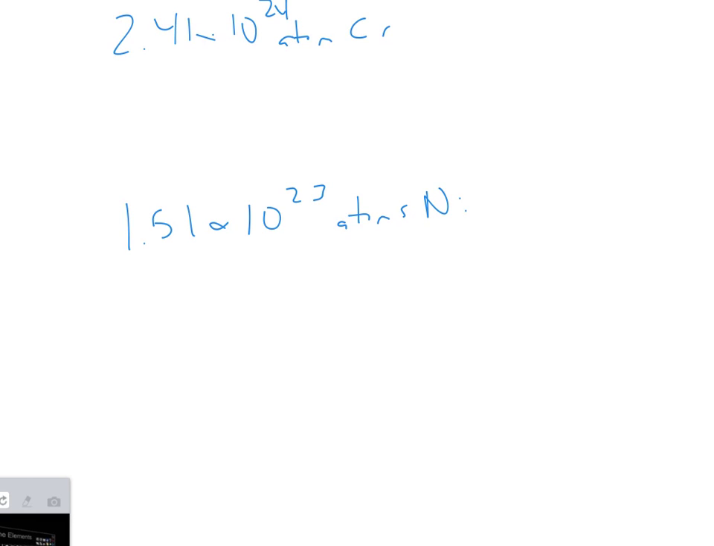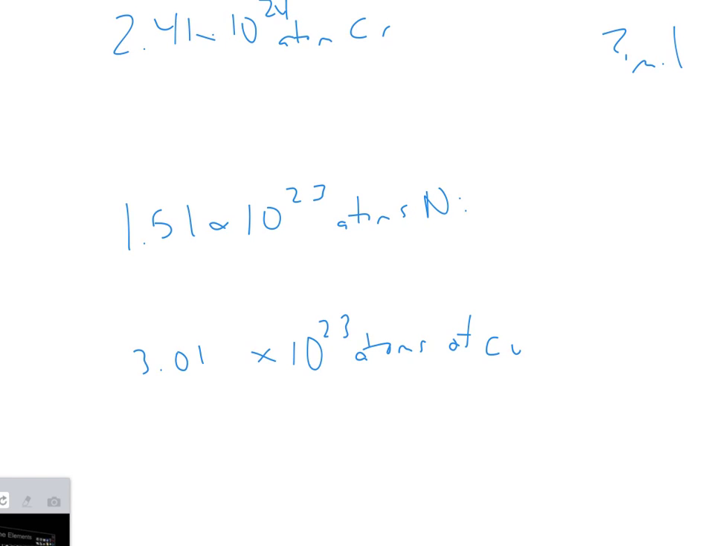Okay, and our next question says, what is the total amount of moles of atoms in a jar that contains 2.41 times 10 to the 24th atoms of Cr, chromium, 1.51 times 10 to the 23rd atoms of nickel, and 3.01 times 10 to the 23rd atoms of copper. And we want to know question mark moles, right?